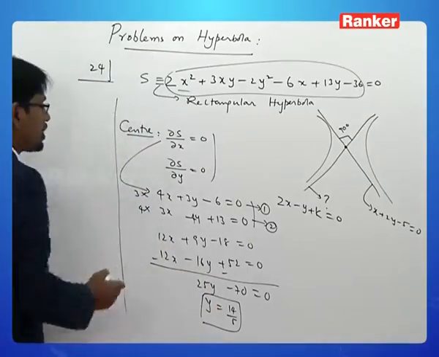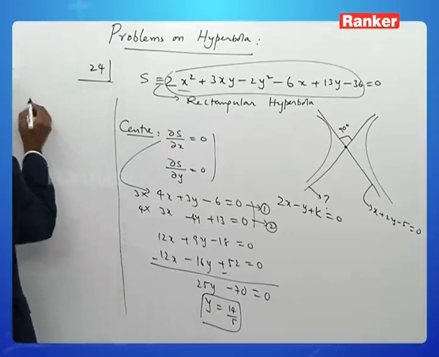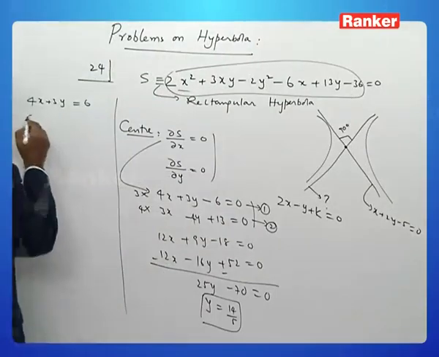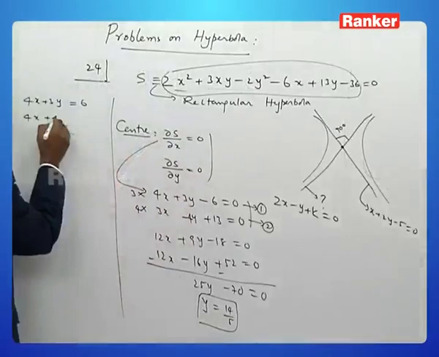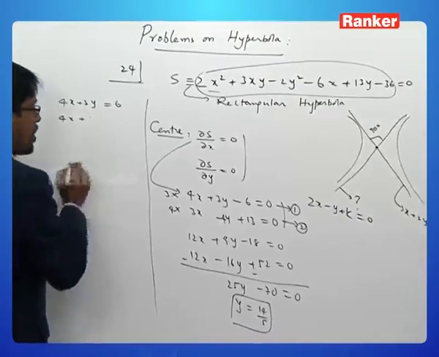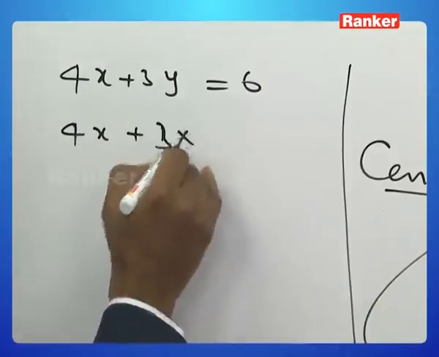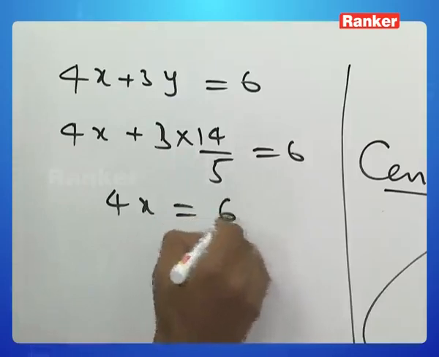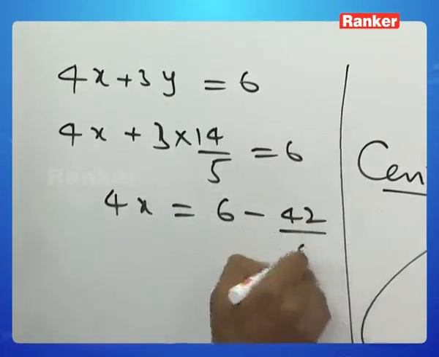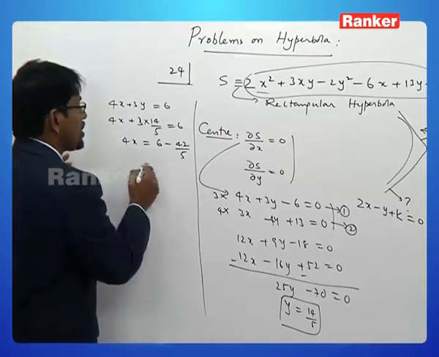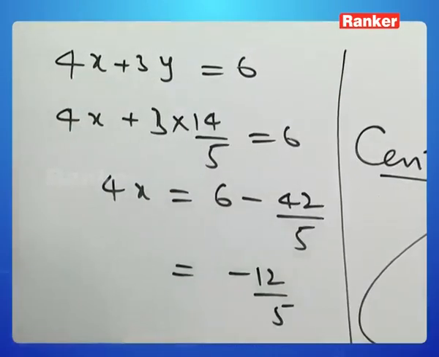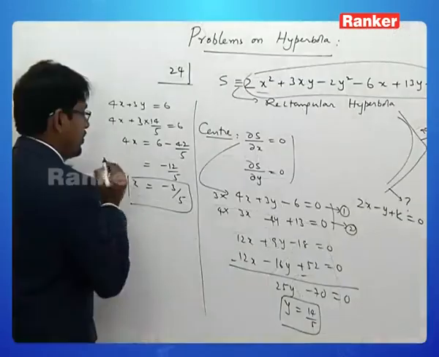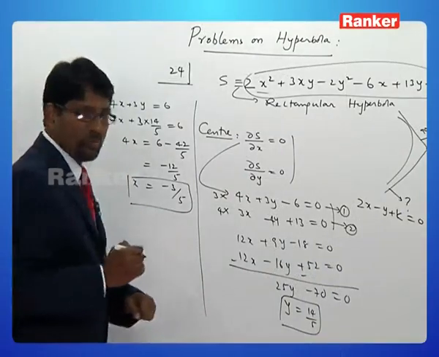Now what about the x coordinate here? We can substitute this here. 4x + 3y = 6, we know. So 4 into x plus 3 into 14/5 is equal to 6. So 4x has to be equal to 6 − 42/5, so that makes it −12/5. So x has to be equal to −3/5. x is −3/5, y is equal to 14/5.